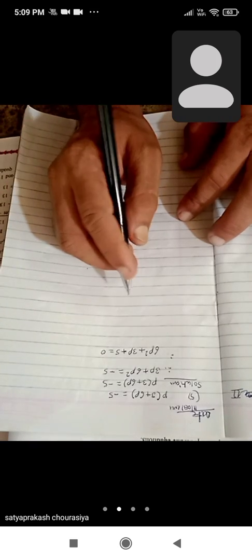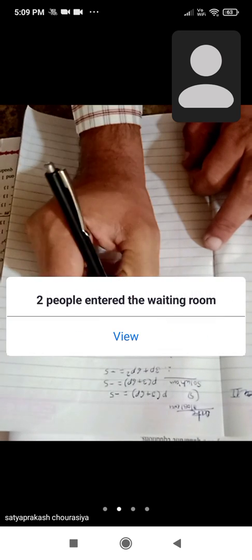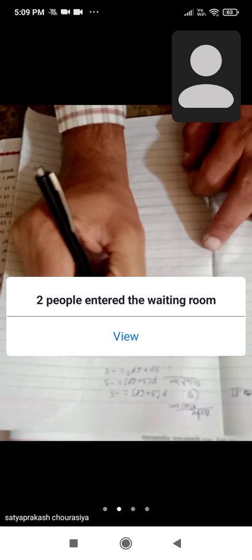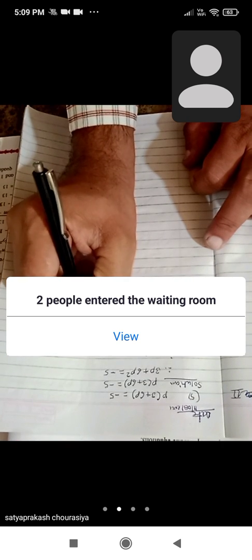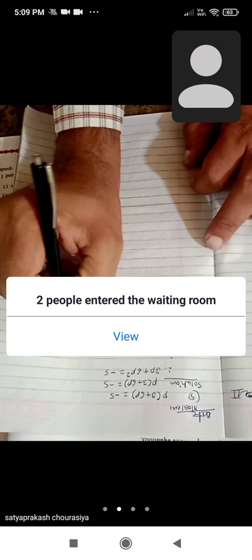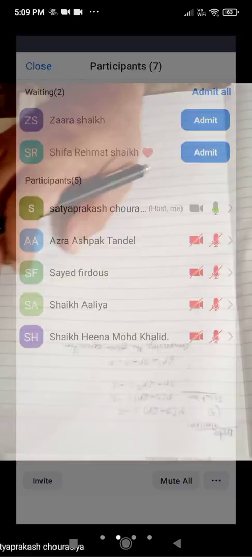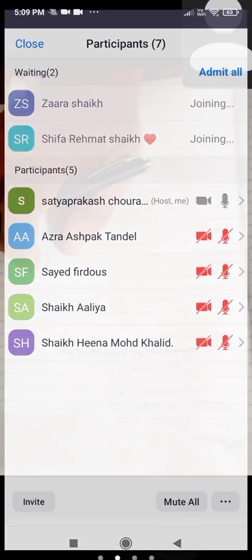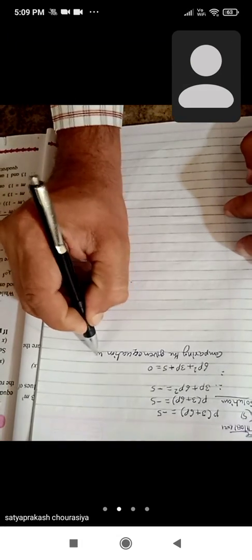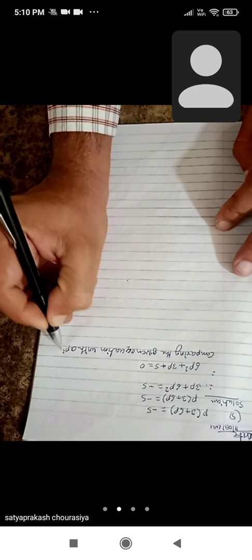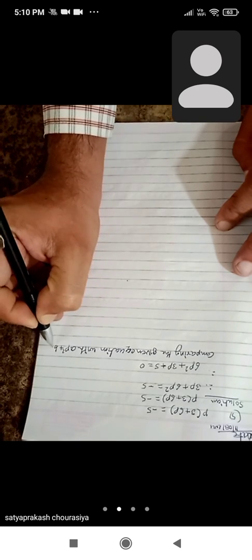Now compare this equation with ax square plus bx plus c is equal to 0. So comparing the given equation with ax square plus bx plus c equals 0. Now the variable used here is p. So we will write a p square plus b p plus c is equal to 0.